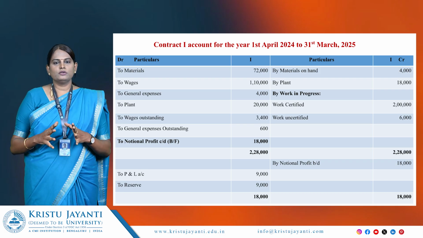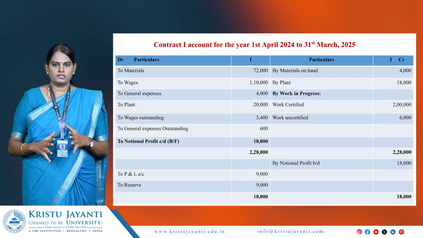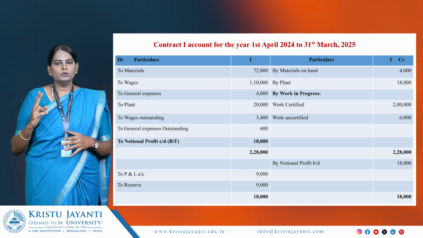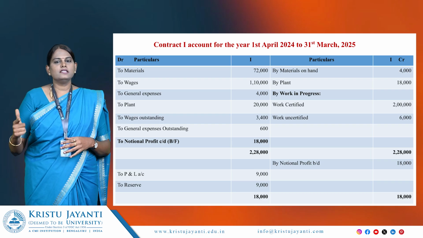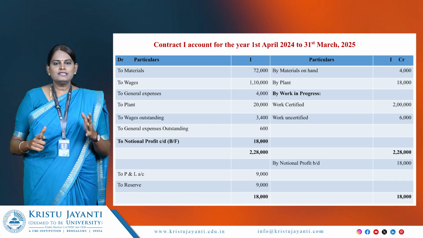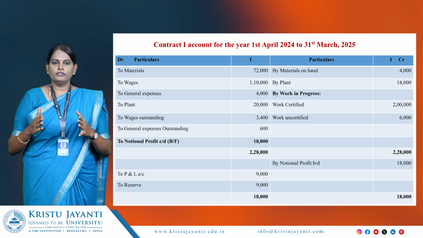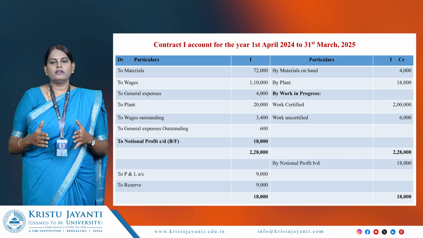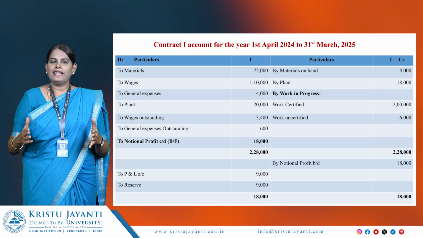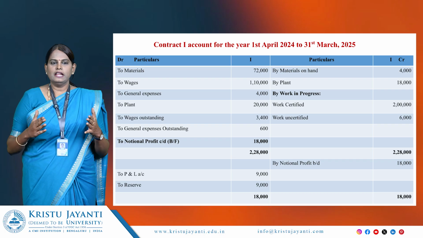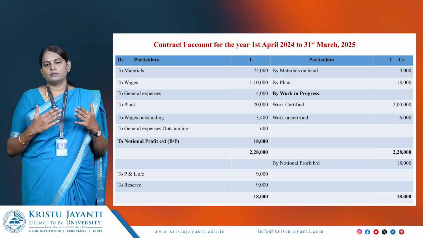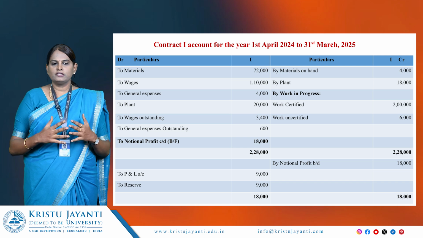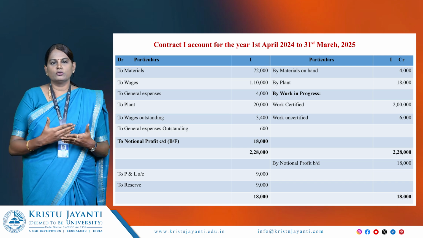Then after this, you have something called work in progress. Under that, you have two entries: one is the work certified and the other is work uncertified. Now with these debit and credit items, if you look into this question, this contract is for more than a year. Let us see the difference on the debit side. It is called a notional profit. There is an 18,000 rupees, which is the balancing figure. It's called a notional profit.